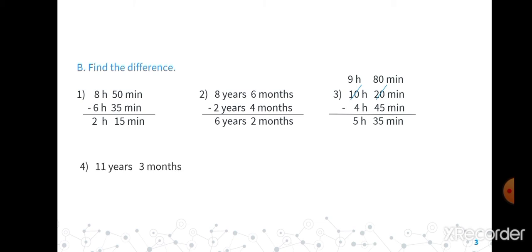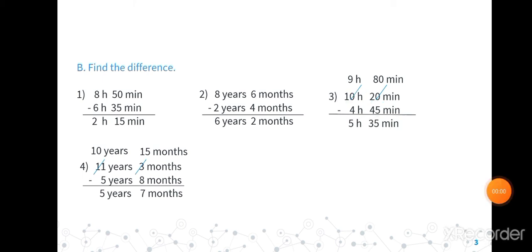Understood? Now 11 years 3 months minus 5 years 8 months. Again I cannot subtract this 8 from 3. So what do I have to do? I have to borrow 1 year, and 1 year is equal to 12 months, which is getting added to this 3 months. So 11 will become 10 and 12 months will be added to this 3 and 3 becomes 15. 12 plus 3 becomes 15 months and 15 minus 8 gives me 7 months and 10 minus 5 gives me 5 years. Moving on to the next example, example number 5.